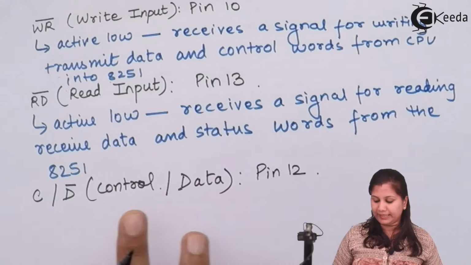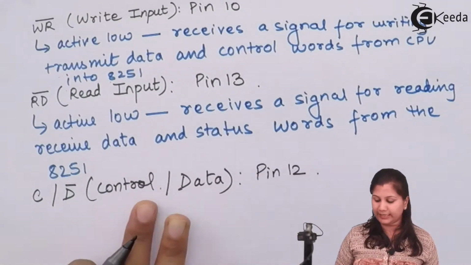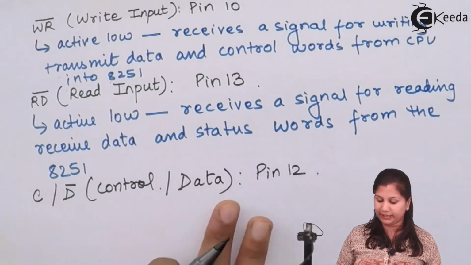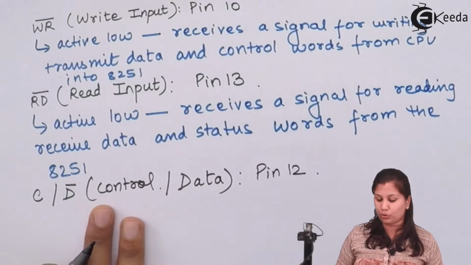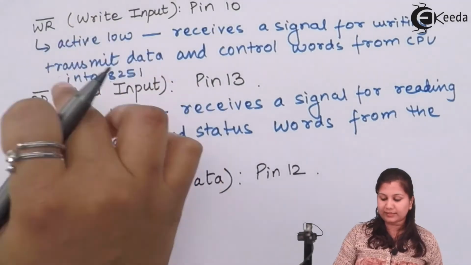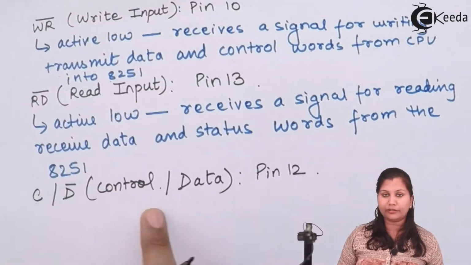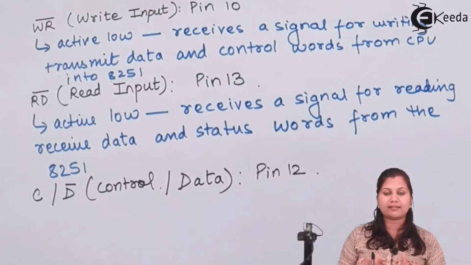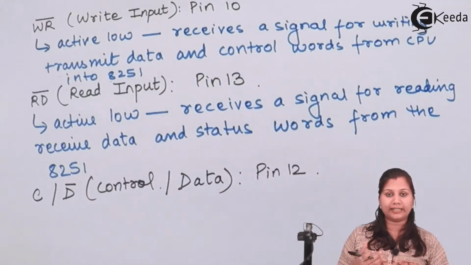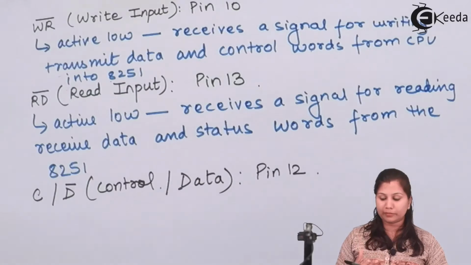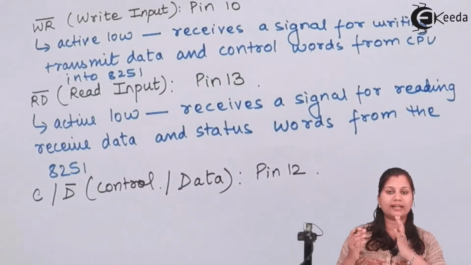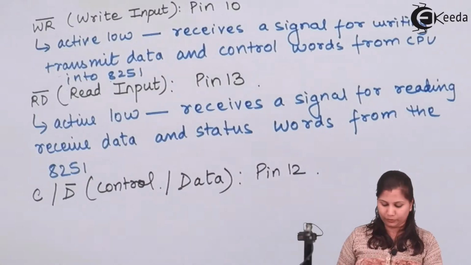So this pin can act for both control and data. So these three signals, the write, read and the control data, will decide whether the data available on the data bus is the control word or an 8-bit data.